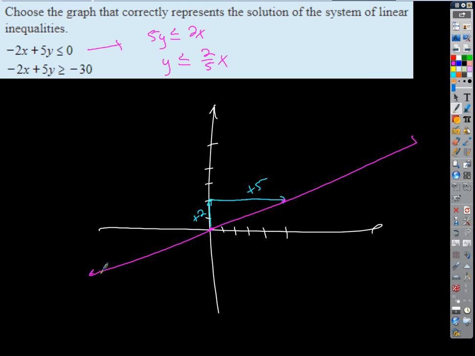Okay. Is it solid or dashed? Solid because I'm including the equal sign. And then when we do an inequality, what does it mean if we want all the values of y that are less than the boundary line? Shading below.